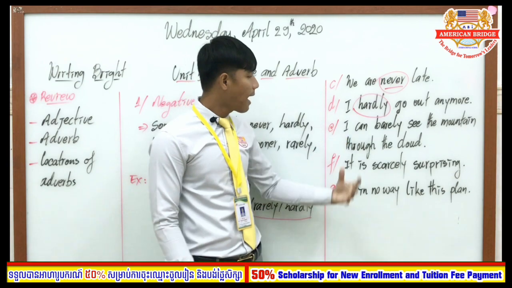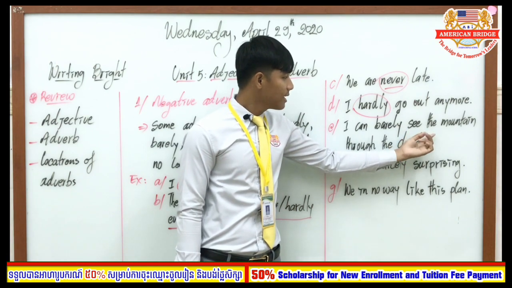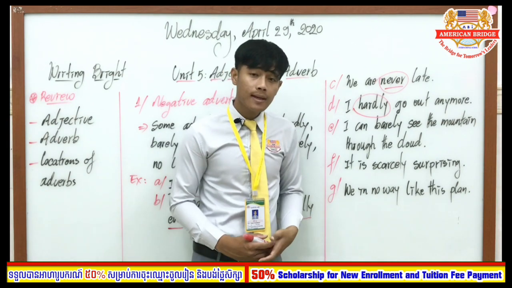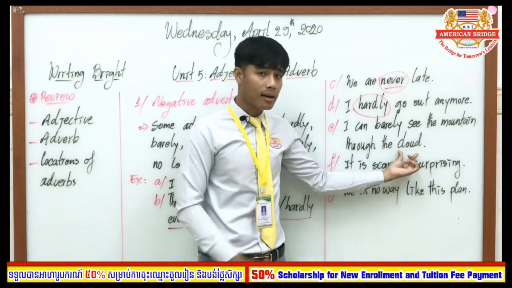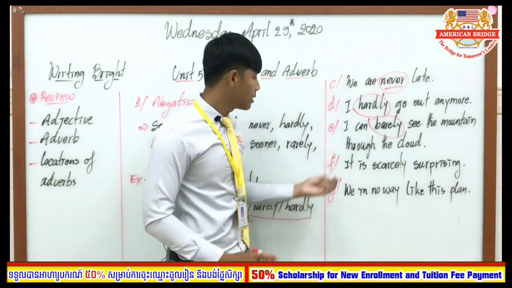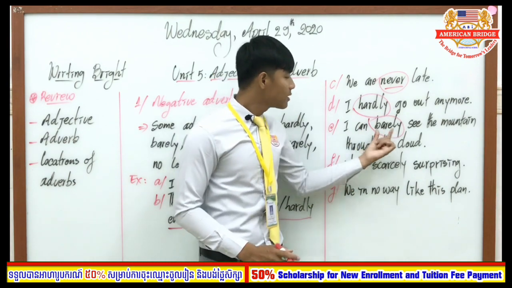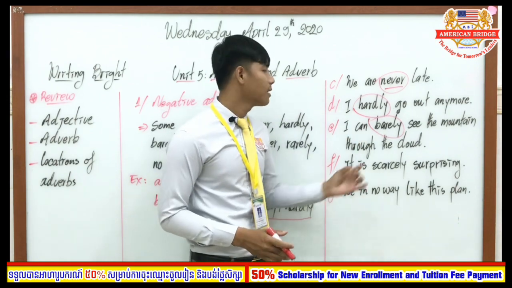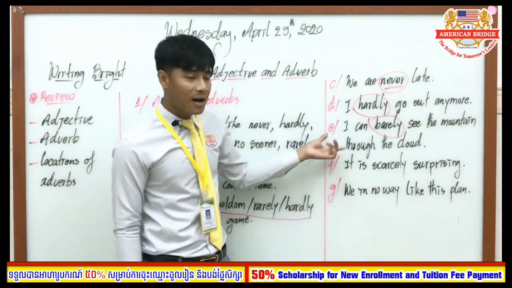Next, I can barely see the mountains through the cloud. It means you cannot see the mountain clearly. You cannot see the mountain because it is covered by cloud. So barely here means not. You can say I cannot, but we do not use not. We just use barely instead. I can barely see the mountains through the cloud.